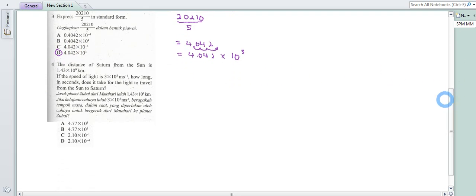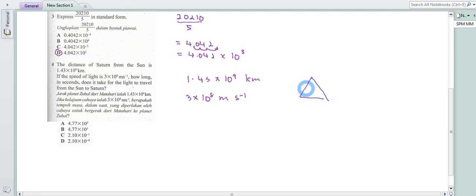Okay, so we go to the last one. This one will be a little bit tricky. The distance of Saturn from the Sun is 1.43 times 10 power 9 kilometer. If the speed of light is 3 times 10 power 8 meter per second, how long in seconds does it take for the light to travel from the Sun to Saturn? Here you have to be more careful.